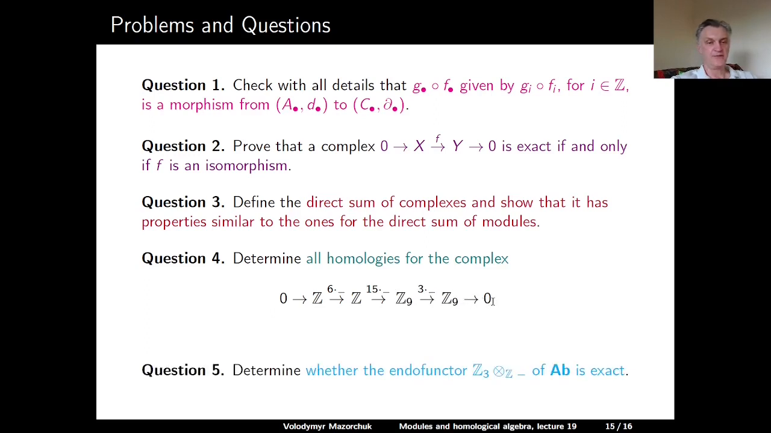And question 5, determine whether the endofunctor of the category of abelian groups given by tensoring with the abelian group Z sub 3 is exact or not.